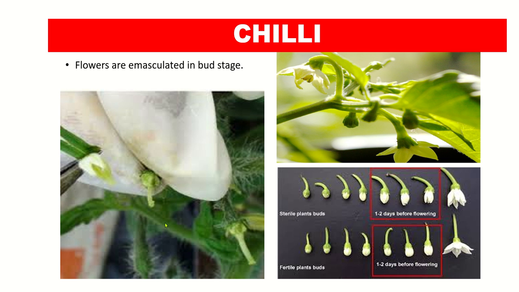So the first step in the case of chilies is removal of the petals, and along with that the anthers which are surrounding the stigma, or you can call it the style. Once you have done this process, you have to bag it, as it is the most important part.